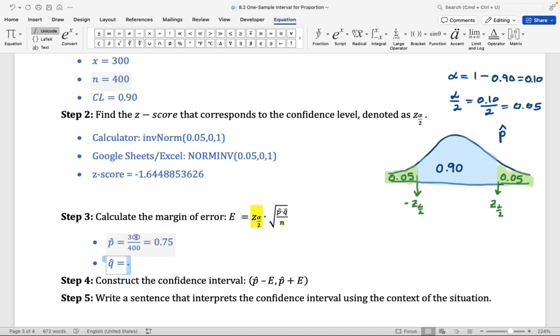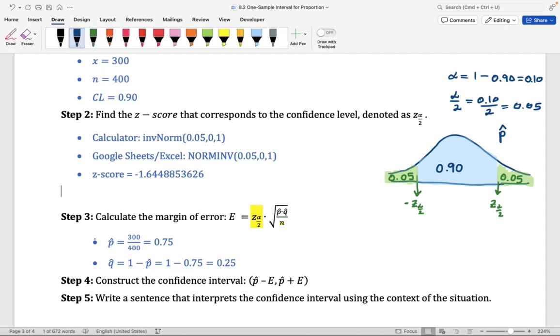However, there's an easier way of calculating this. You can simply take 1 minus p-hat. That is 1 minus 0.75. That is going to give us 0.25. If needed, go ahead and take a few notes. Remind yourself that p-hat is equal to x over n. And remind yourself that q-hat is always equal to 1 minus p-hat.